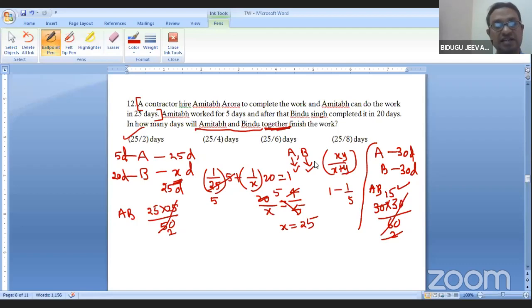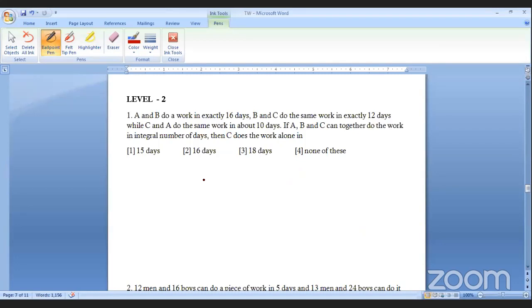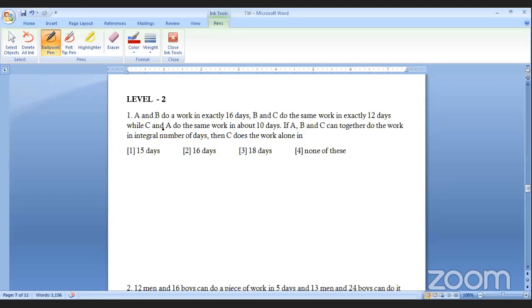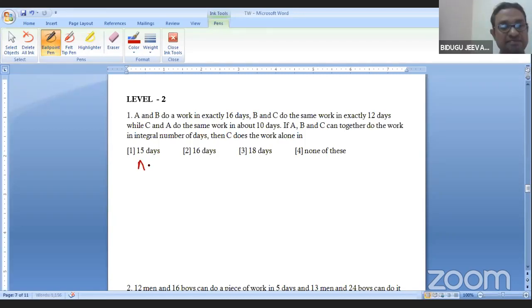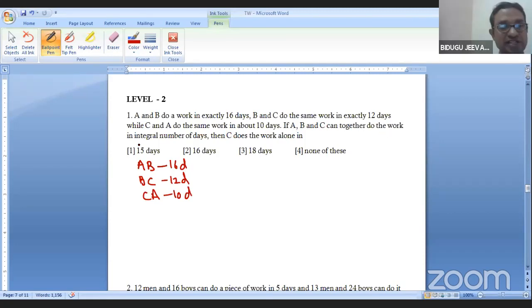Let me continue. Level 2. Now you will find a little more difficult questions. AB can do the work in 16 days, BC in 12 days, CA in 10 days. If ABC work together in an integral number of days, how many days can C alone do it?